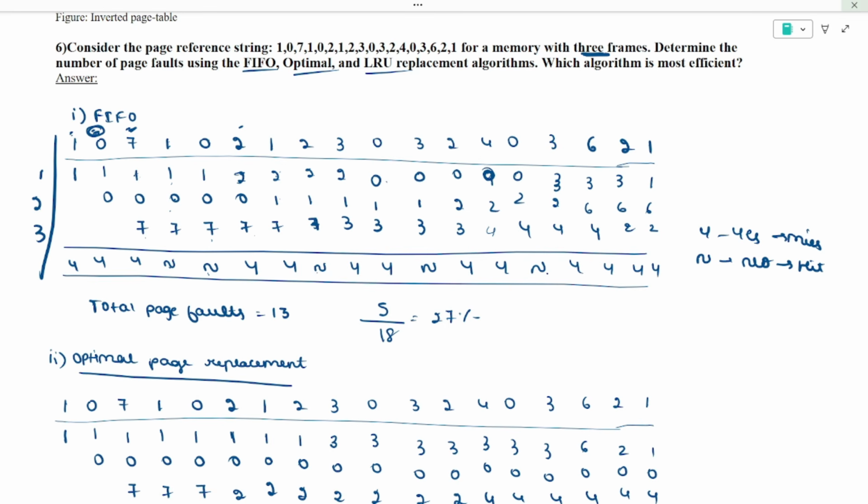Okay, now you will calculate the total number of page faults, which is the number of yes entries, and if you want the accuracy, because they have asked which algorithm is more efficient, you will calculate 5 by 18, that is the hit ratio. You will get it as 27%.